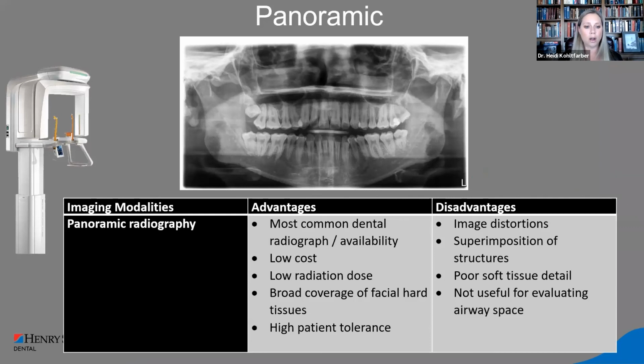So for our panoramic images, this is by far and away the most common dental radiograph that's out there, readily available. It's very easy for us to take. It's low cost, low dose. Patients usually love it, and we get a broad picture of what's going on. But our disadvantages, of course, are that we do have distortions with this. We have superimposition of structures. We really cannot see any soft tissue detail, and it's not useful for looking at the airway space.